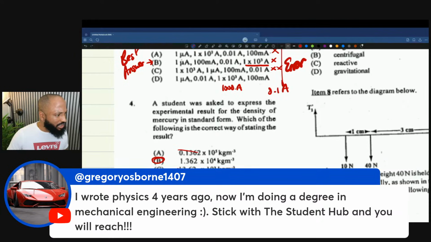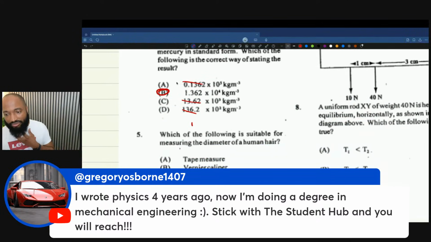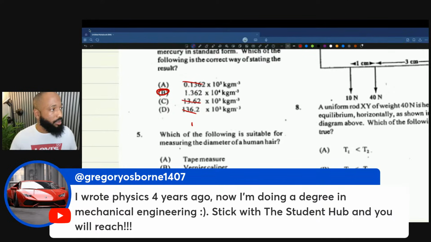It's negative 3. They're telling me it's supposed to be negative 3. Yeah, so they're saying there's an error in the question. We do number 5.